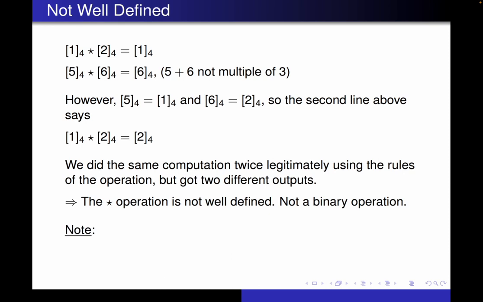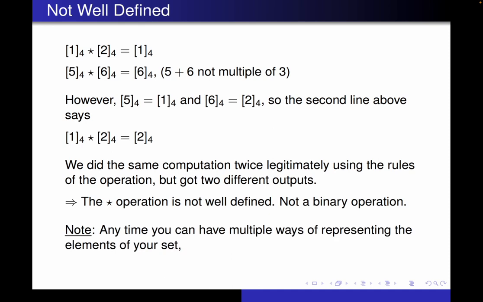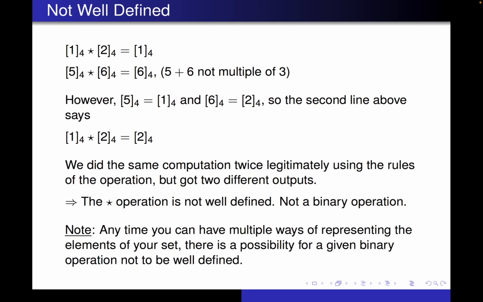So I just want you to treat this as a cautionary tale. Anytime you have multiple ways of representing the elements of your set, like here we have multiple ways we can choose the representative of our congruence classes, you open yourself up to a possibility for a given binary operation not to be well defined. That doesn't mean all binary operations are not well defined. It's just we have to be careful to see whether or not they actually are well defined.